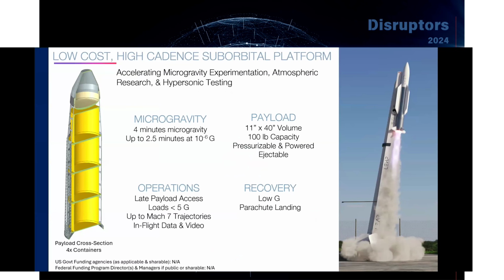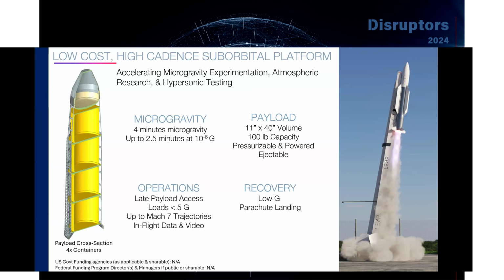Our suborbital vehicle is, again, just for providing a platform for researchers: atmospheric, hypersonic testing, microgravity. We can do 10 to the minus 6 G for 2.5 minutes, 100-pound capacity. We can do Mach 7 trajectories. Again, our whole goal here is to use our technology to enable platforms that allow you guys, and a lot of the people that presented earlier today, to do that research at a high cadence.